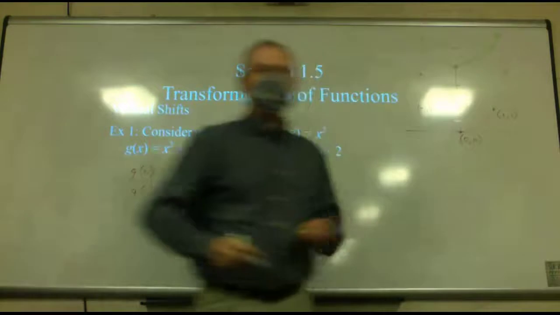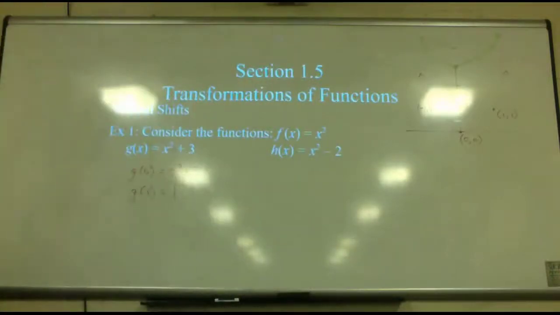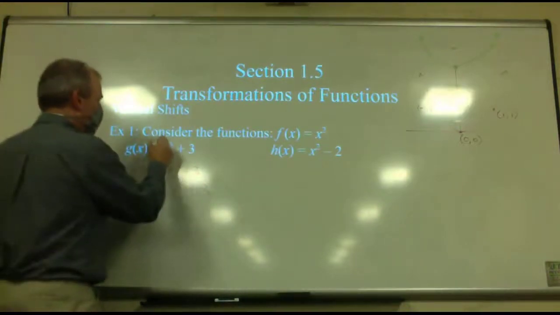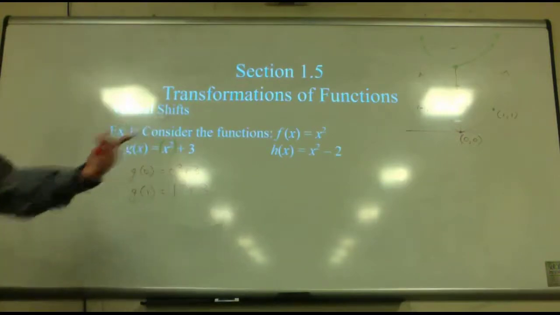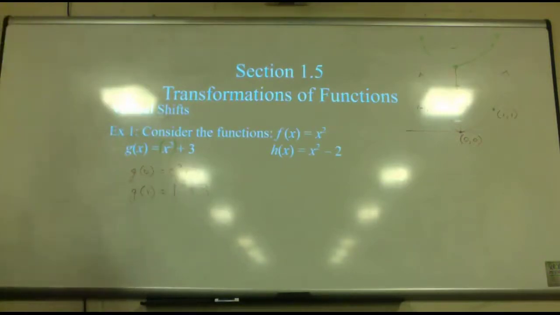So can anybody describe to me what happened to that purplish, reddish shape? You just moved up. Right? It moved up how far? 3 spaces, right? 0 moved up to 3, 1 moved up to 4. Any other point would also move up 3 spaces. So when we see this, notice here's our function, and you just take that function and add 3 to the end of it, it moves it up 3 spaces.